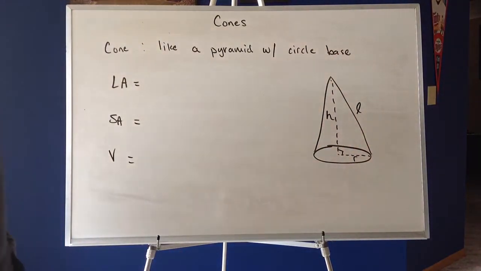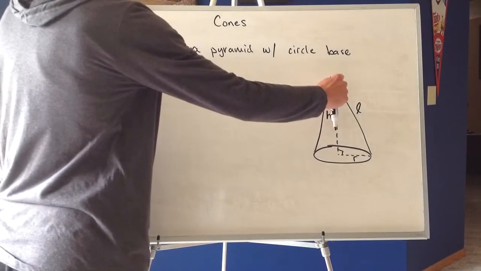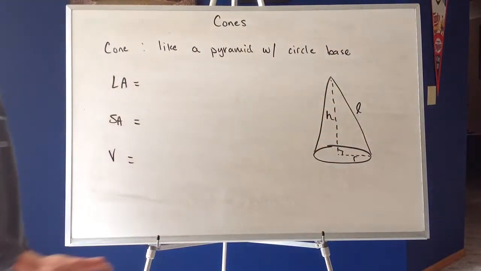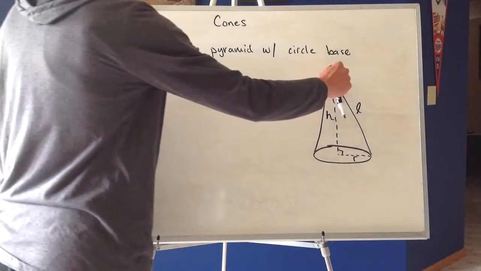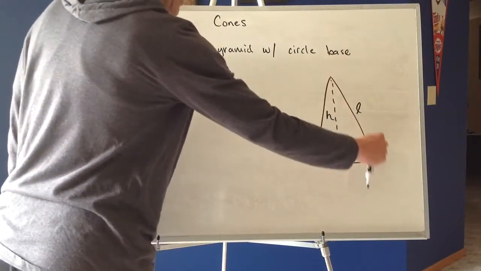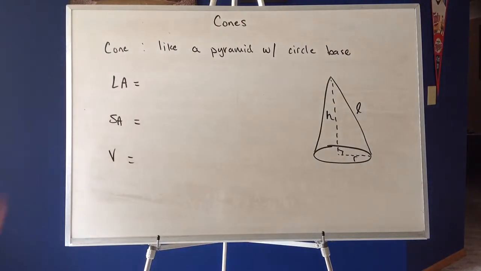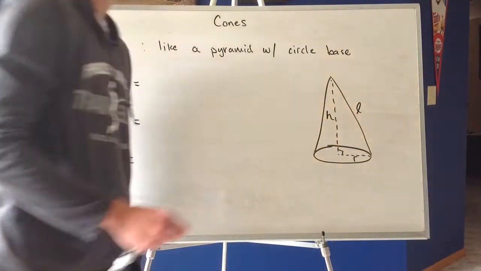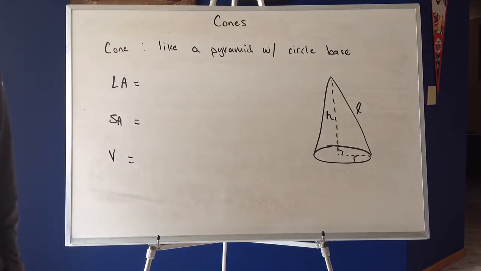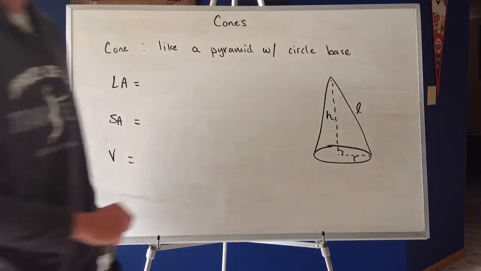The first one is the slant height. This is new to us. We didn't have a slant height when we were working with prisms and cylinders. Slant height is if you would actually go down the side. It's slanted, which is why it's called slant height. We use an L to represent slant height, and we're going to be using that in our formulas today.